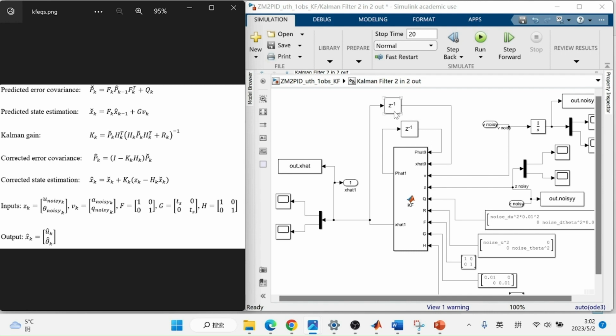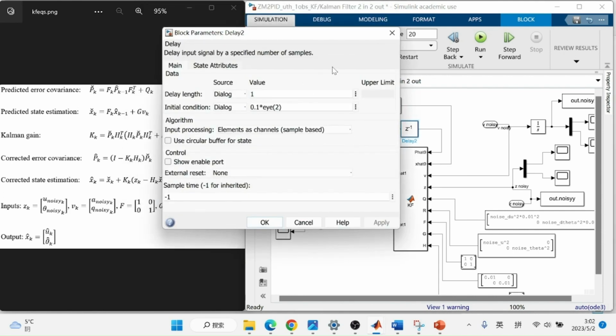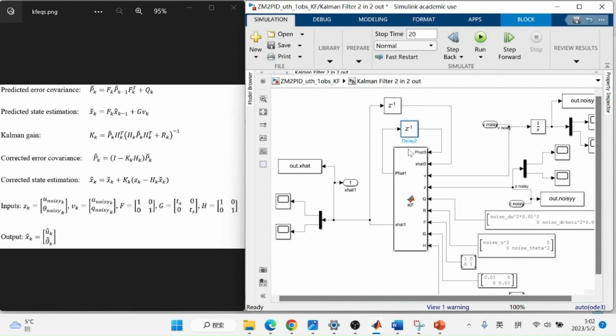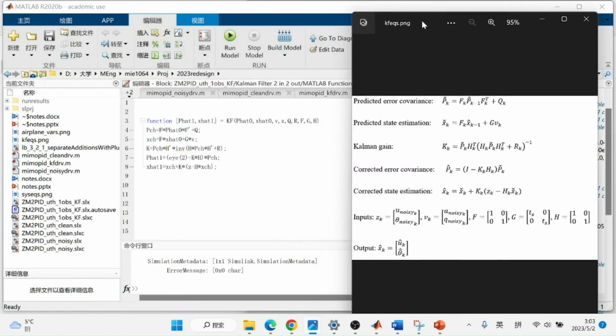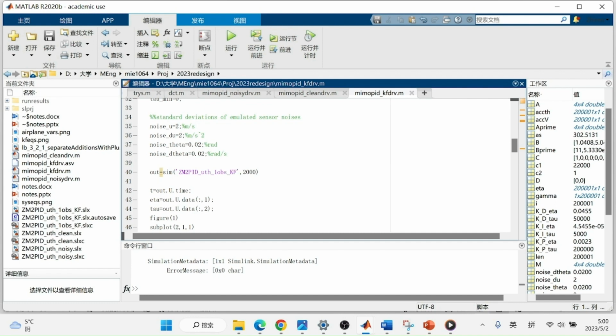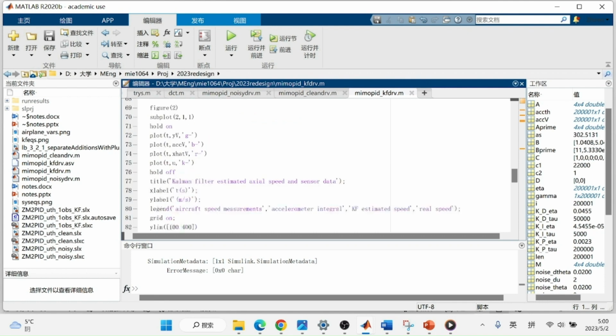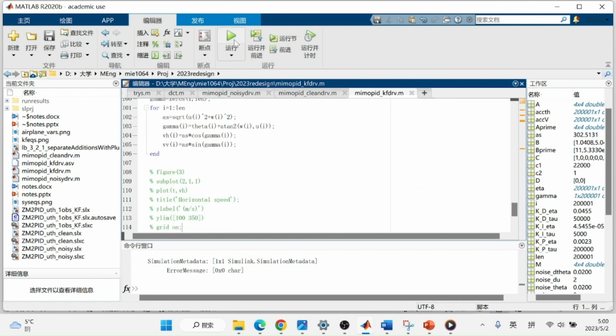Here, these are delays that keep the P hat and the X hat values for one time step. This corresponds to here, where we will need the values of P hat and X hat from the last time step. Now let's have a look into the code. It's basically identical to what's shown here. Alright. Here we are simulating our model for 2000 seconds, and all the remaining are the codes for making the plots. So let's go.